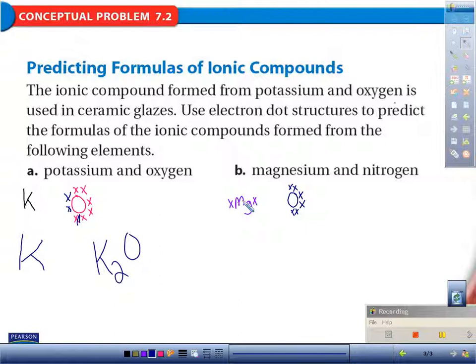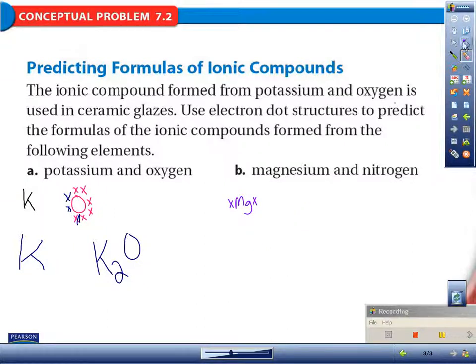Now magnesium is group 2, so 2 electrons. Oxygen is group 6, 6 electrons. So I'm going to take 1 from magnesium. Actually, I wrote the wrong thing. It should be nitrogen, group 5.